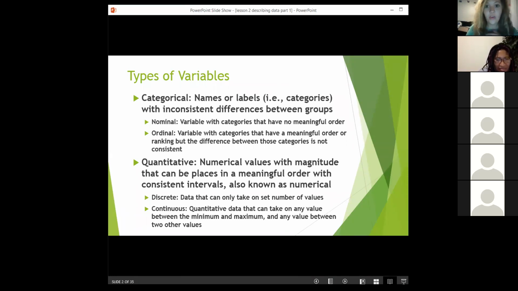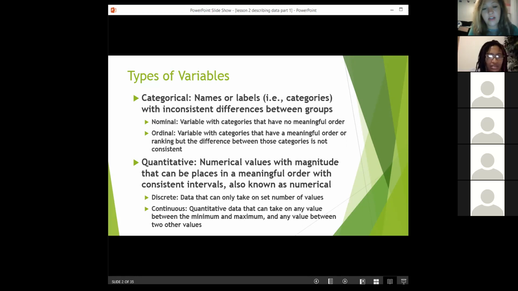So let's talk about variables. We have 2 different types, categorical and quantitative. We'll start with categorical. These are variables that are just different names. These have to do with different flavors, colors, we went over this. And then you have nominal and ordinal.